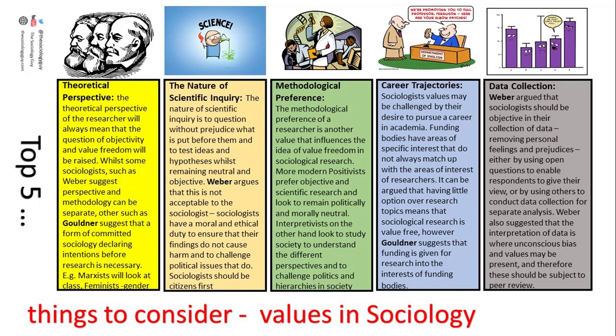Their methodological preference, that will influence the topic. Our interpretivists tend to look at smaller scale research and therefore will pick topics that are a bit more niche. Positivists, they tend to like very broad ranging topics, so things like inequality and how that impacts on people.